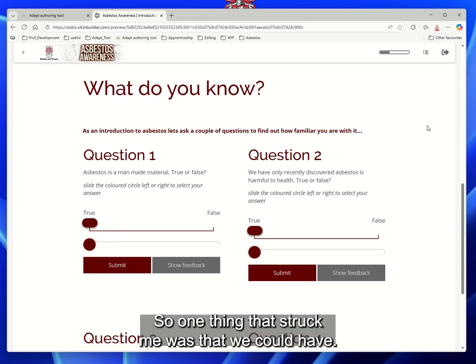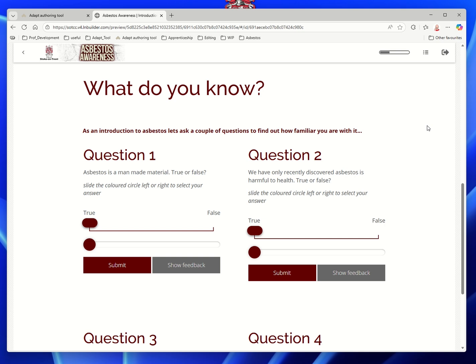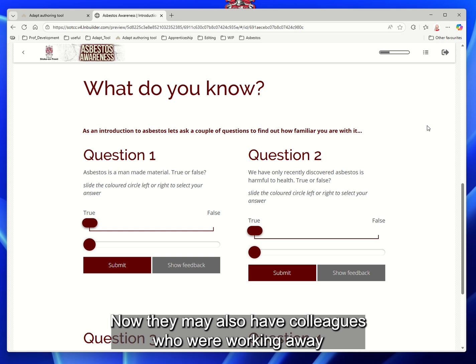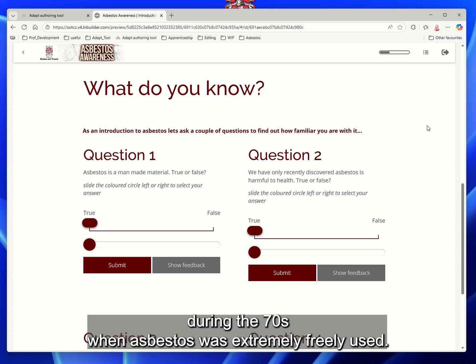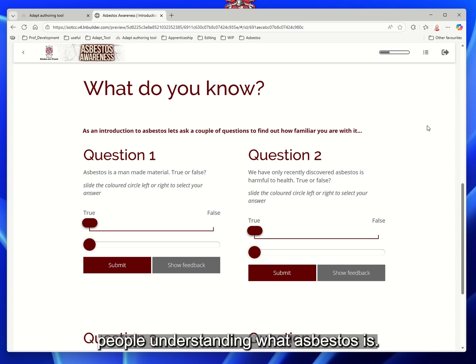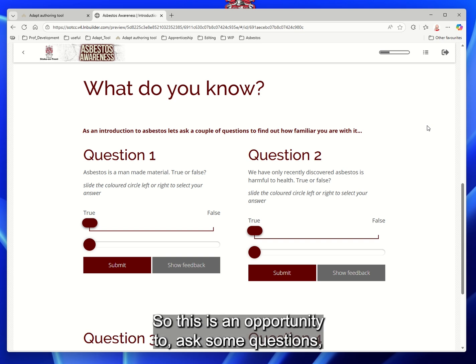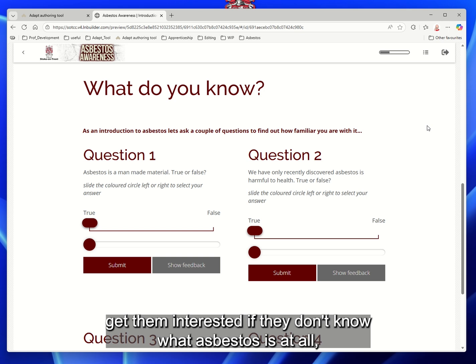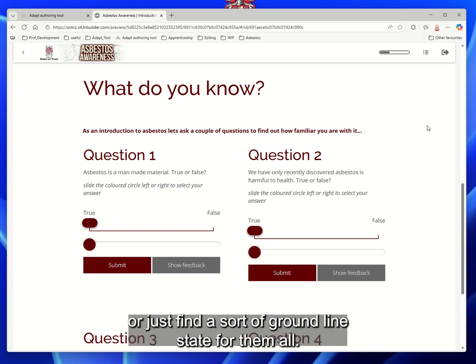So one thing that struck me was that we could have several people working on the tools as plumbers, fitters, janitors, who were born after asbestos was banned. Now, they may also have colleagues who were working away during the 70s when asbestos was extremely freely used. So I don't think we can have any assumptions about people understanding what asbestos is. So this is an opportunity to ask some questions, get them interested if they don't know what asbestos is at all, or just find a sort of ground line state for them all.